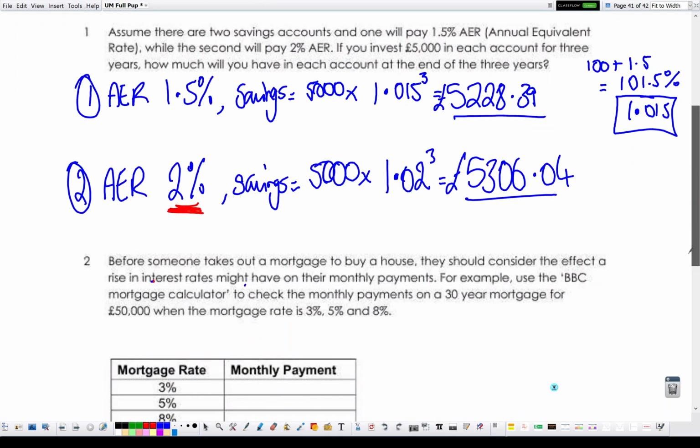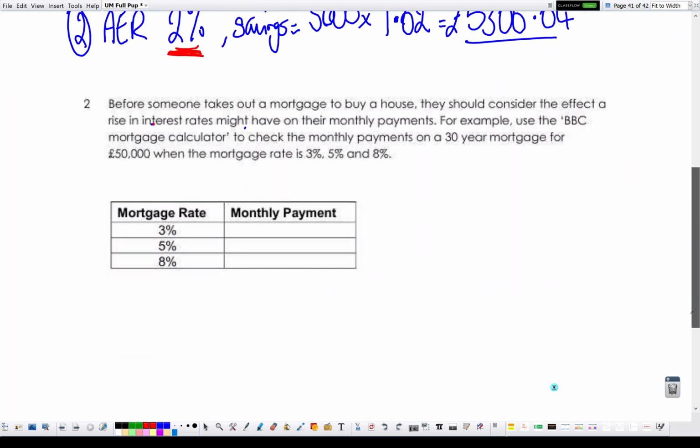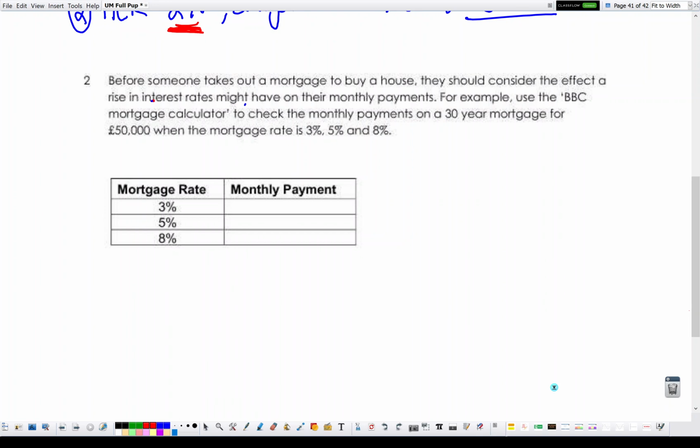Now we're going to look at an example of borrowing money. Before someone takes out a mortgage to buy a house or a flat, they should consider the effect a rise in interest rates might have on their monthly payments. What it asks us to do is use that BBC mortgage calculator to check the monthly payments on a 30-year mortgage for £50,000 when the mortgage rate is 3%, 5% and 8%.